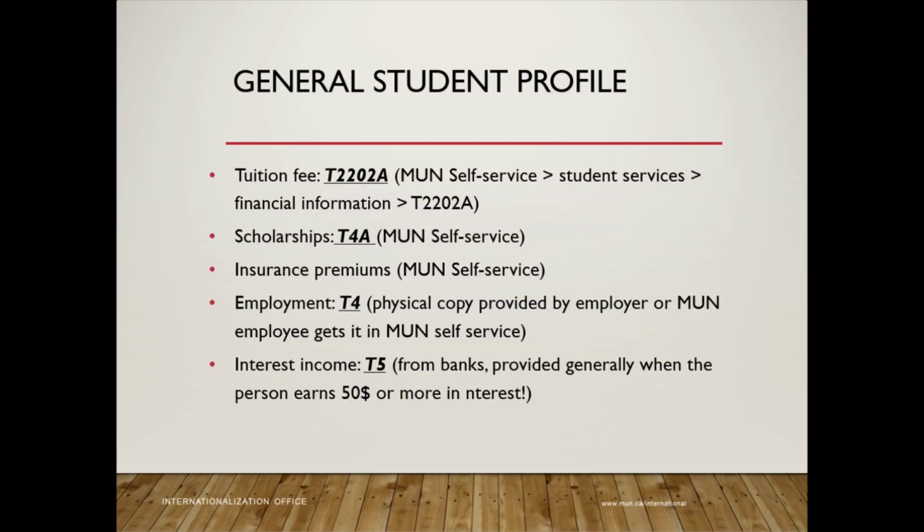Now the general student profile. The first is tuition fee, which all students contribute. I will show an example of the form, and a separate video will show how you can access it. Scholarships, which is T4A, MUN self-service. Insurance premiums, again MUN self-service. Employment is T4, which is a physical copy provided by the employer, or MUN employees get it through MUN self-service. Again, interest income is T5 from banks, generally provided when the person earns $50 or more in interest.